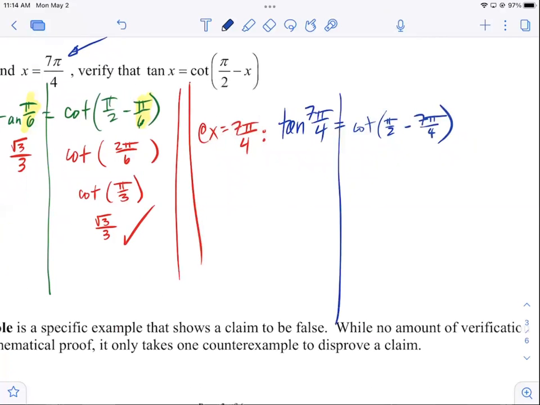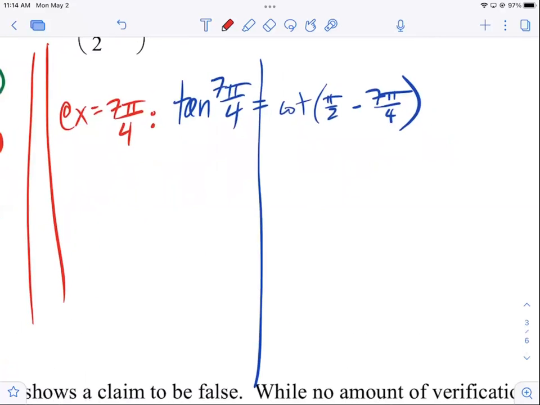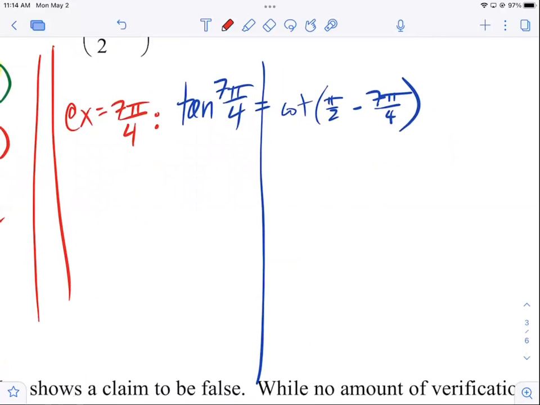Okay, but now we work down, and again, the left side should equal the right side. We want to work them independently. What is tangent of 7 pi over 4? It's unit circle time, baby. I know this one. Quadrant 4? Negative 1. Very good, because it's negative square root of 2 over positive square root of 2. It's negative 1.